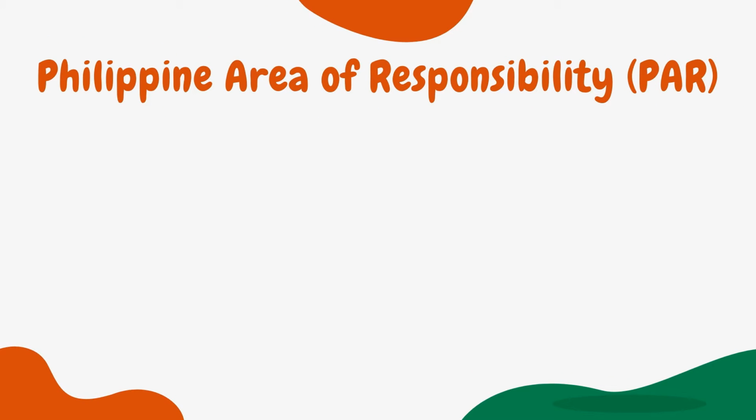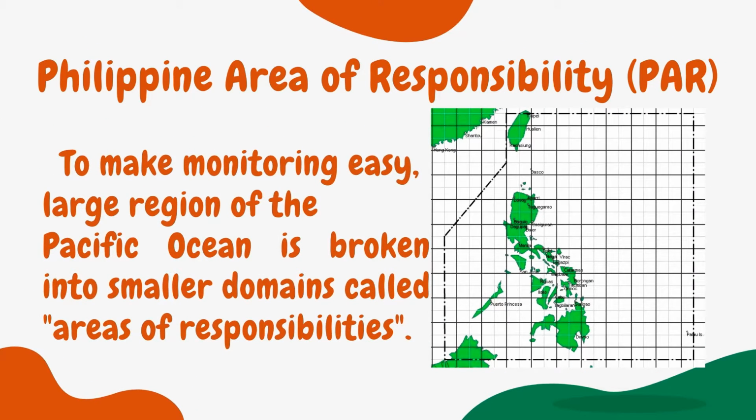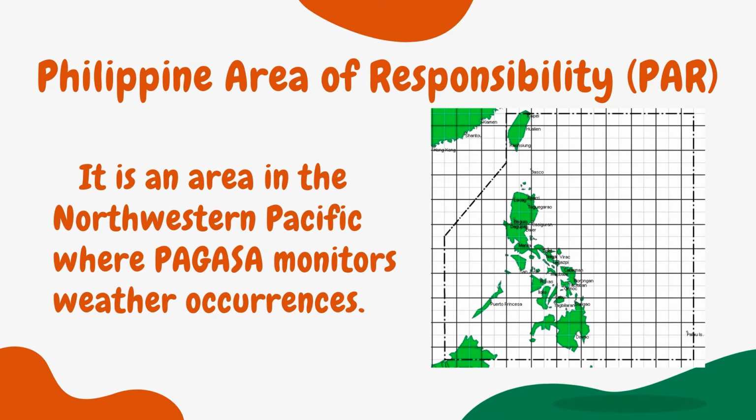Our country is one of the most storm-exposed countries on Earth. So to make monitoring easy for the forecasters of neighboring countries, large regions of the Pacific Ocean are broken into smaller domains called areas of responsibility. It is where PAG-ASA, or the Philippine Atmospheric, Geophysical, and Astronomical Services Administration, constantly monitors weather occurrences.